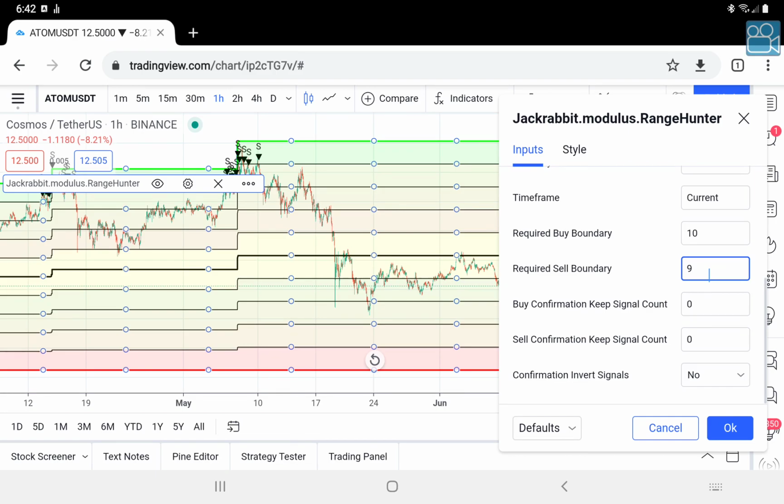Boundary 9, boundary 8, boundary 7, boundary 6, boundary 5. Now that is the median, or 50% of the range. Boundary 4, boundary 3, boundary 2 would be right here, and boundary 1, the lowest setting, is right here. Now these are 10% breakdowns.